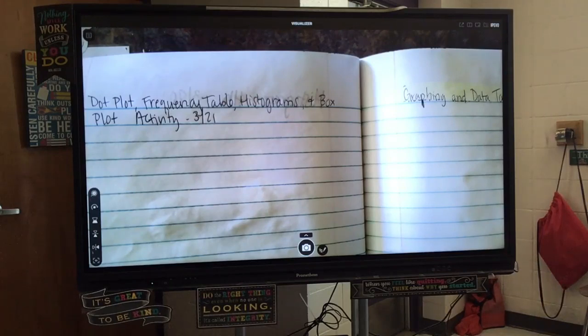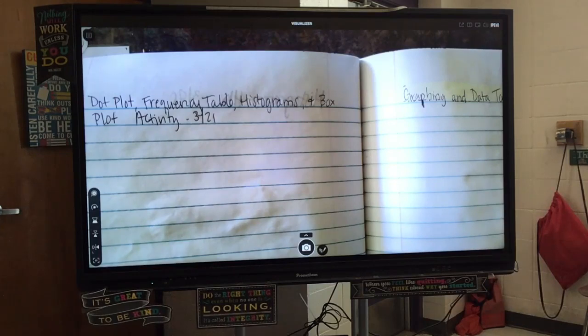So this is the first activity that you guys are going to be doing today. This is kind of a combination of all the graphs that we have covered. If you look at the second page of your 2 pages, so everyone look at the second page.